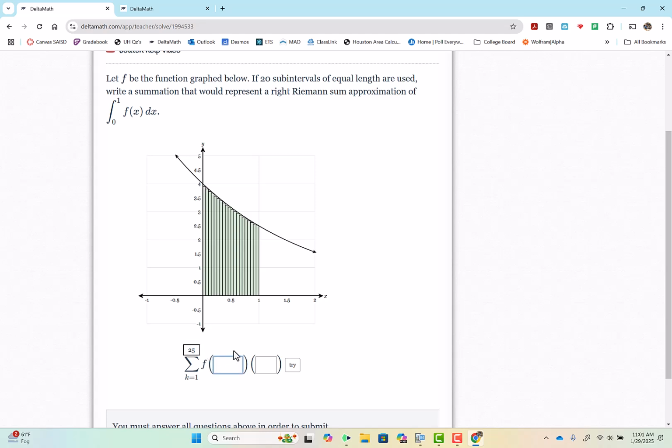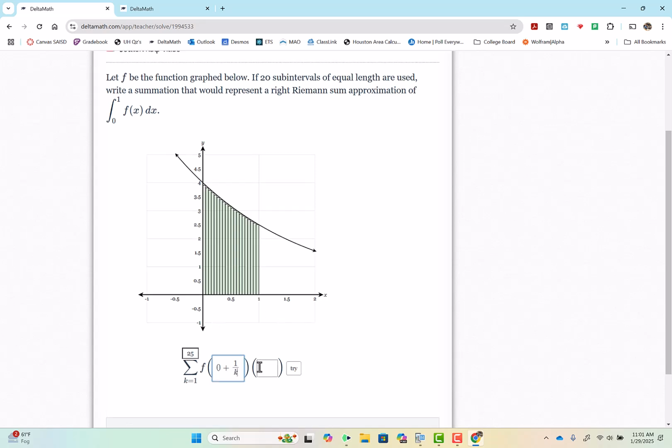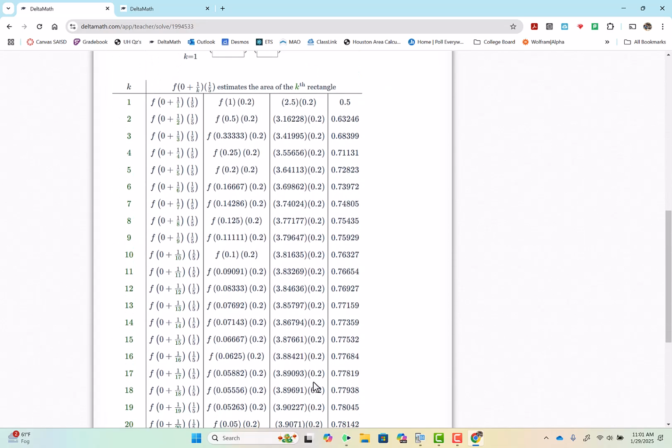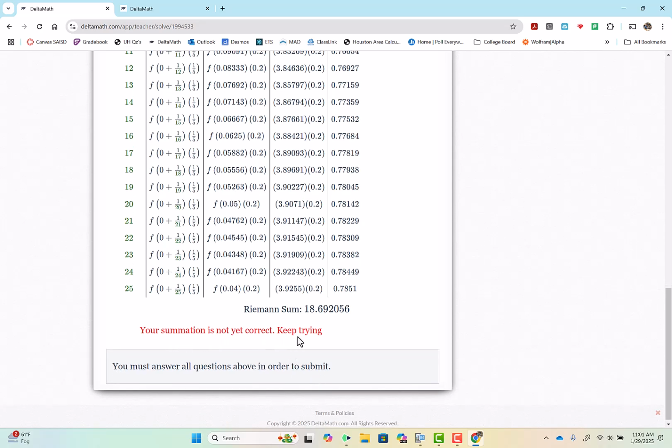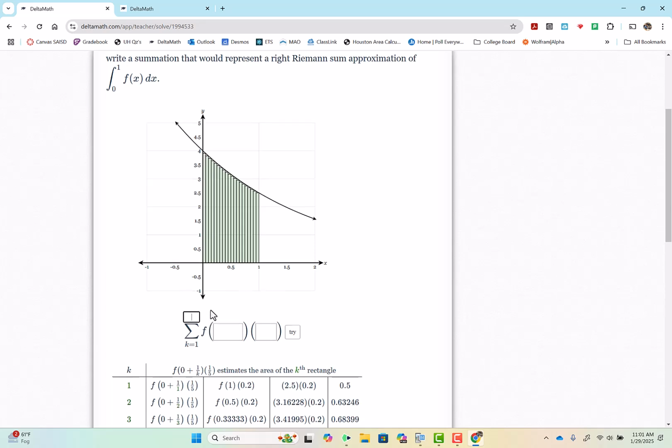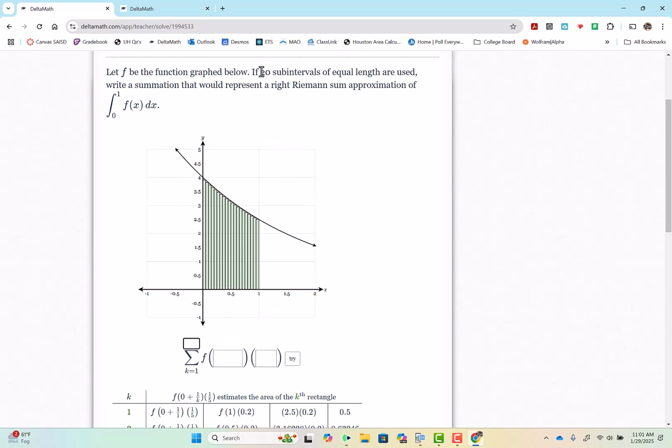And let's just pretend 0 plus 1 over k. It is all wrong, guys. All wrong. Try. Yeah, see, look, all wrong. And yeah, see, your summation is not correct. Keep trying. See, so this is why it's guided. Okay, so let me start. Let me reset. There should be a reset button. Okay. How many rectangles do they want? 20. So you're going to go from k equals 1 to 20.